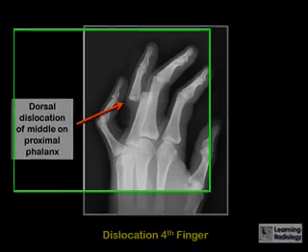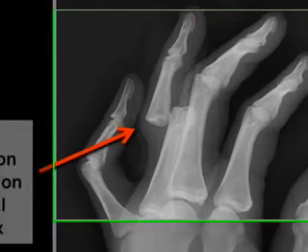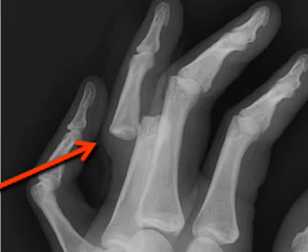This is a classical example of a dorsal or posterior dislocation of the middle on the proximal phalanx of the ring finger.